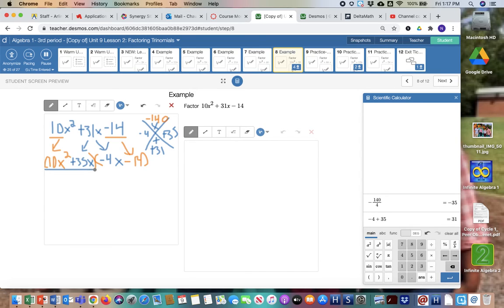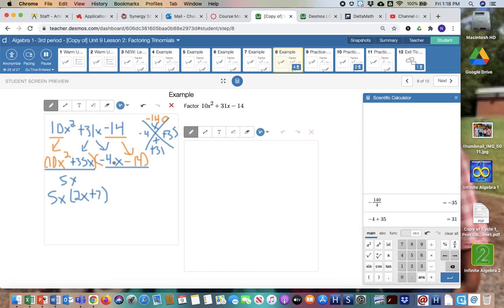I'm going to take a GCF out of here. What divides into 10 and 35? 5. They have an x in common. So I take 5x outside. I'm going to divide. 10 divided by 5, 2. X squared over x is x. 35 divided by 5, 7. X over x, cancel. Boom.